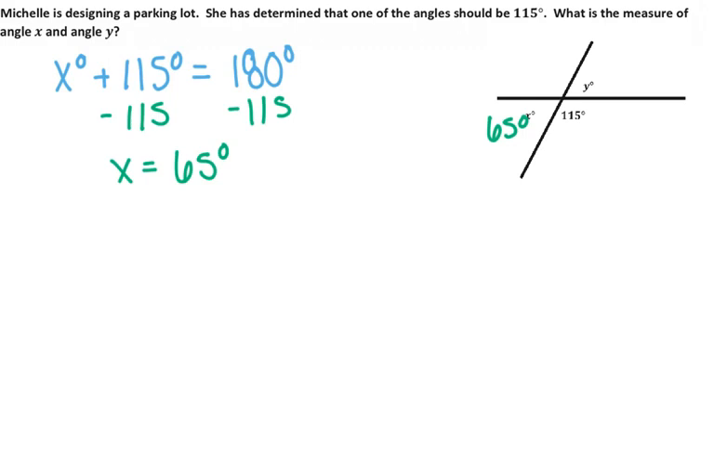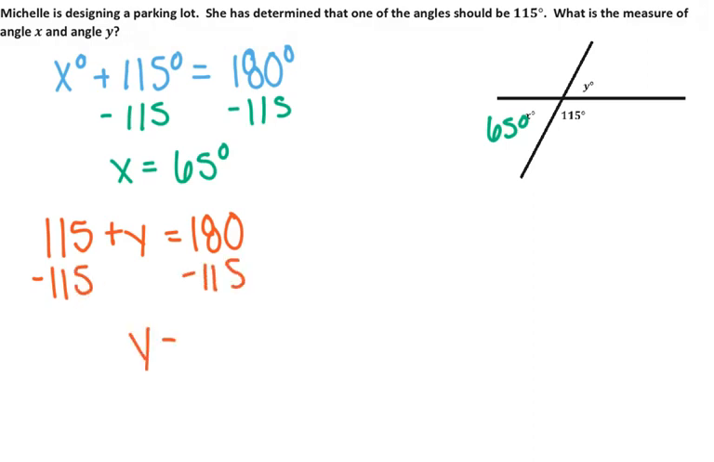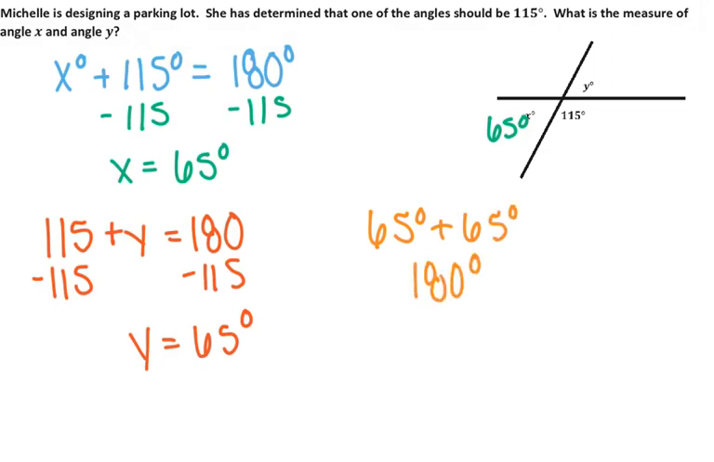And if you did 115 plus y, because maybe you can't tell that x and y make a straight line, which is okay. So we'd have 115 plus y is equal to 180. We do the same thing, subtract 115 from both sides, and you end up with 65 degrees. And 65 degrees plus 65 degrees is 180 degrees. So both angles are going to be 65 degrees.